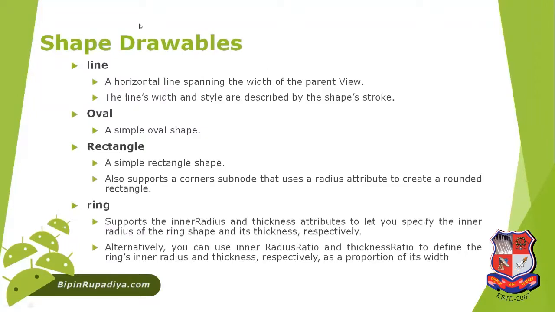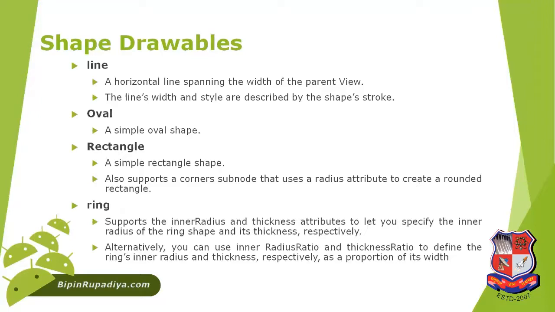Another thing is the shape drawable. In shape drawable we have different options, that is, how many shapes we can create with the help of XML under the Android drawables. The first one is the line, second is the oval, third is the rectangle, and fourth is the ring. These are the drawables that we can create.